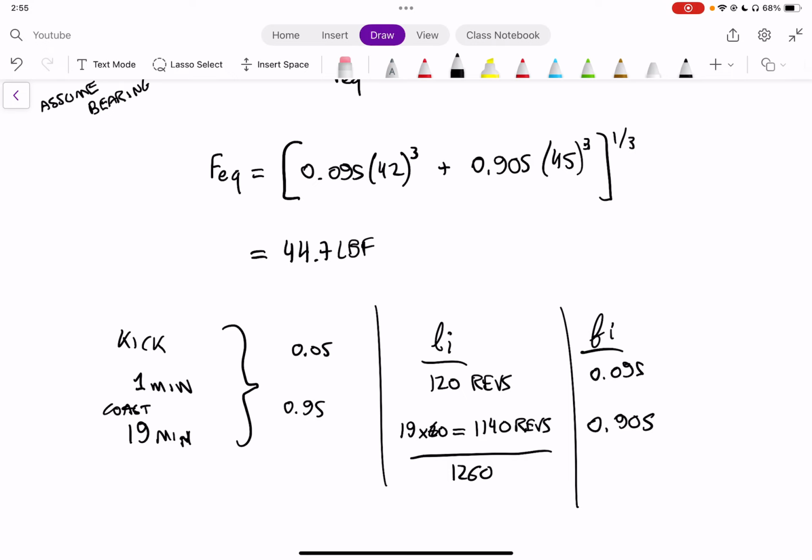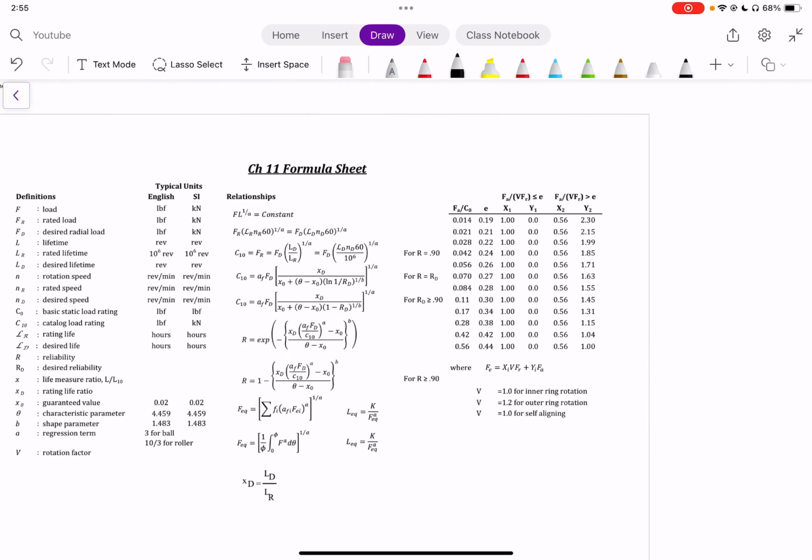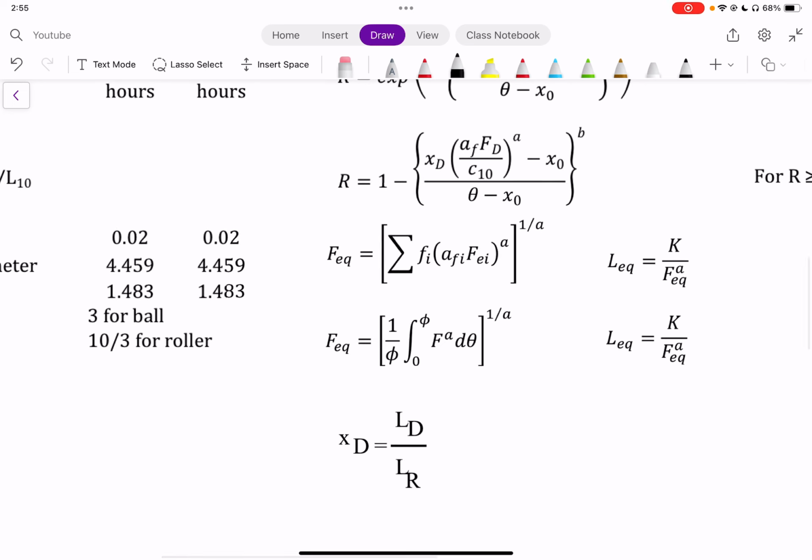Now, just one last thing to show you, and then we'll end this module fully, and we'll go into the next module in the next video. But just to show you, in the module 3 formula sheet, we have the equation available right here. So FEQ is equal to the sum of Fi times AFi FEi to the power of a, all to the power of 1 over a. So we have everything available there for you to be able to solve.